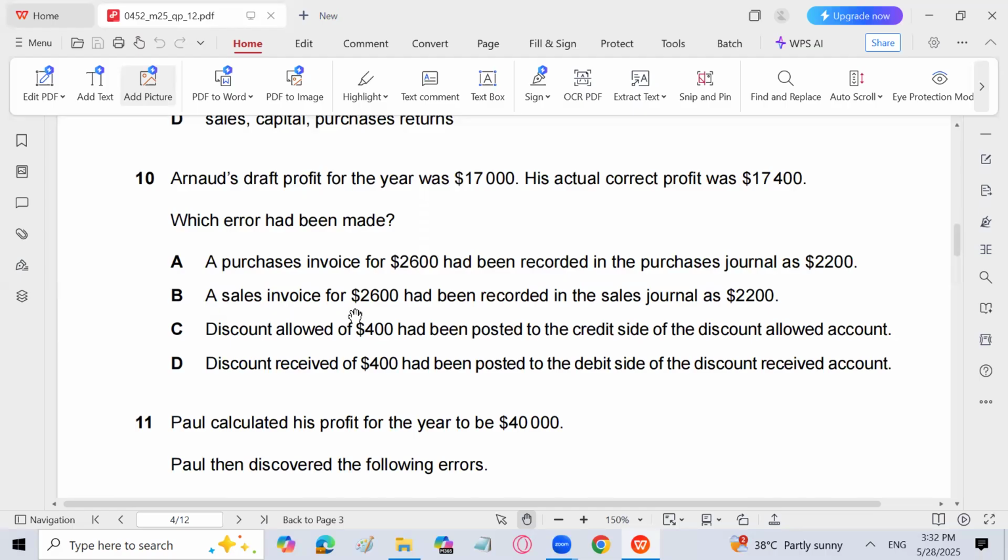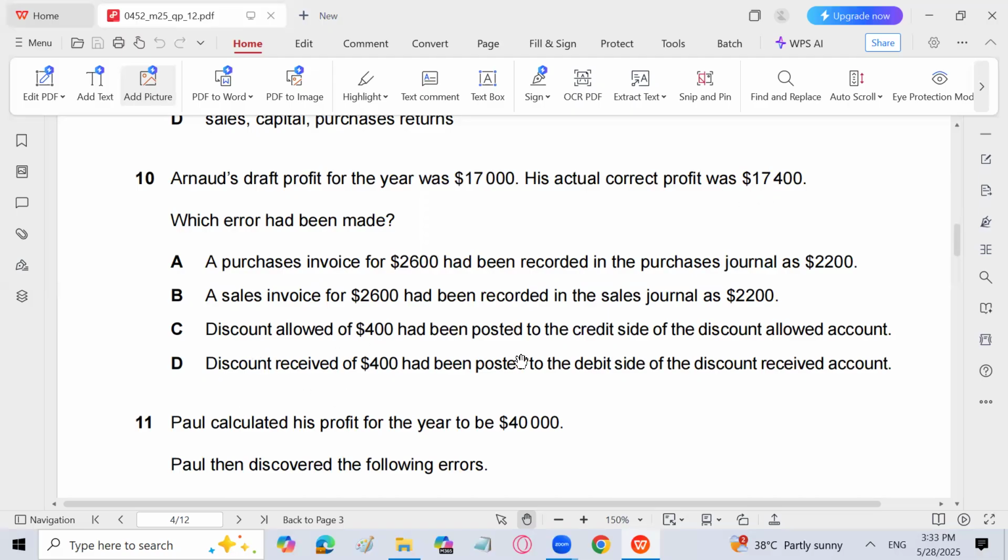A sales invoice of 2,600 has been recorded in the sales journal as 2,200. This is the right answer, because we have to credit sales by 2,600, but we have credited sales by 2,200. It means sales are credited 400 less. So the entry is we will credit sales 400, and this will increase profit by 400. So B is the answer.